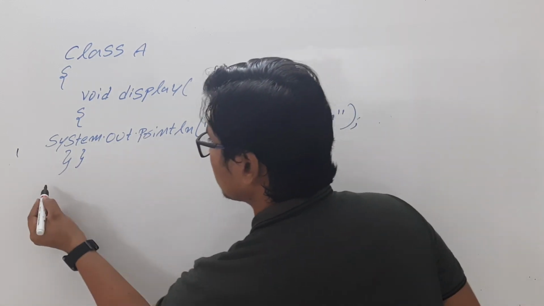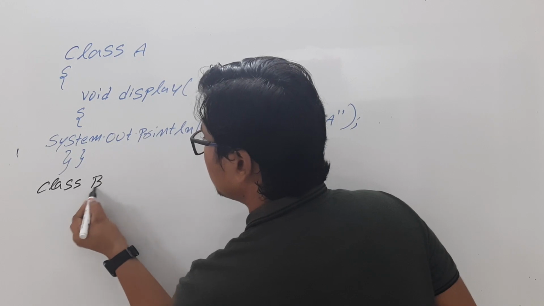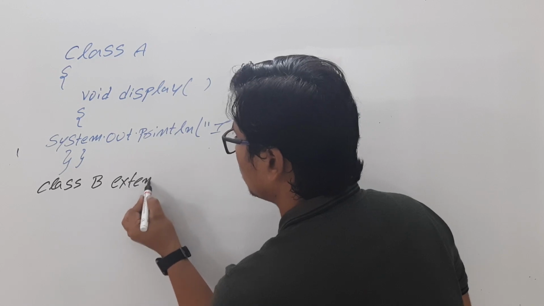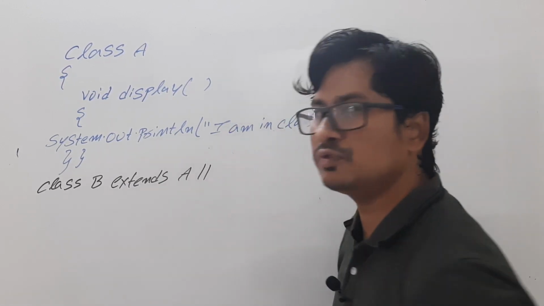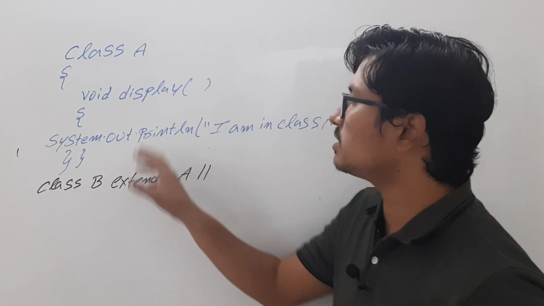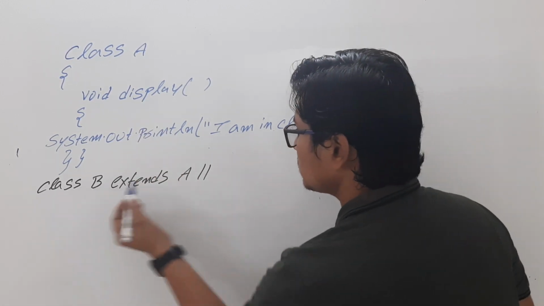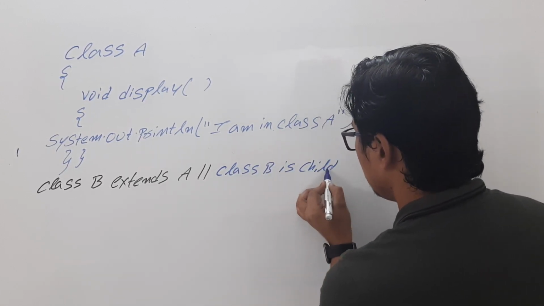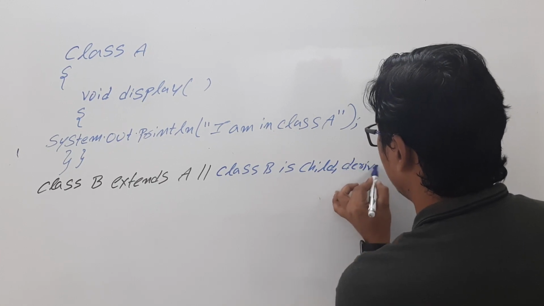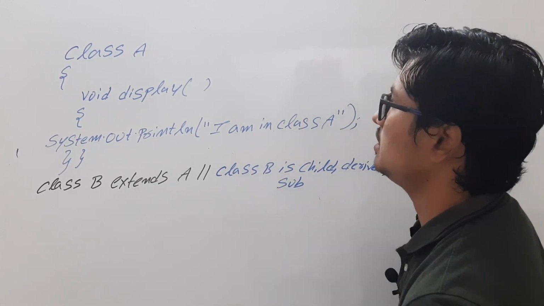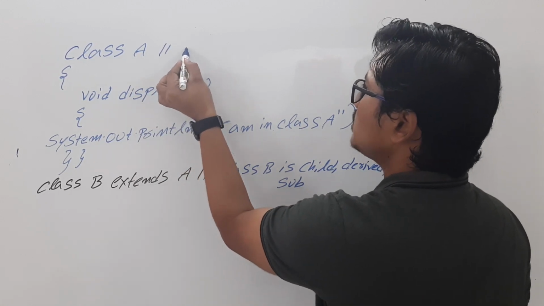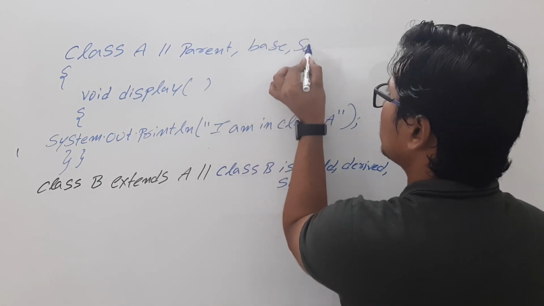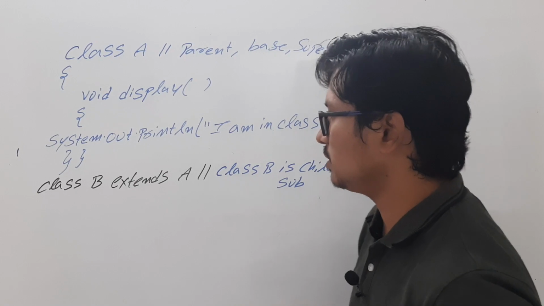Now I am defining a class called B which wants to inherit the properties of class A. Then I need to write the keyword extends. The extends keyword is useful for you to achieve inheritance, and this is an example of single level inheritance. In this case, class B is called a child class, or it can be called a derived class, or a subclass. Class A will be called a parent class, or a base class, or a superclass. Any of the terminology you can use.